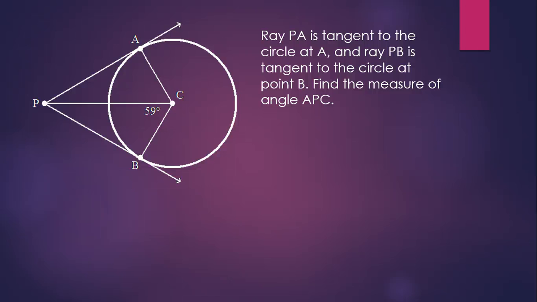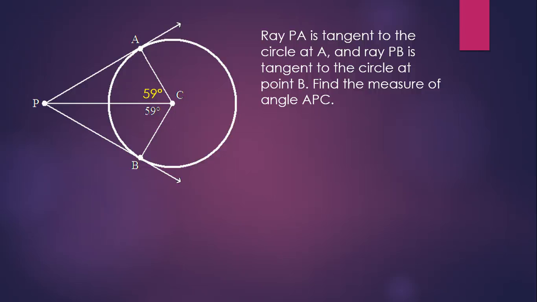Ray PA is tangent to the circle at A, and ray PB is tangent to the circle at B. Find the measure of angle APC. The first thing that we need to look at is that 59-degree angle. We know that this angle, angle ACP, is also a 59-degree angle. That's because ray PA and ray PB are both tangents, so segment PC has to bisect angle ACB.